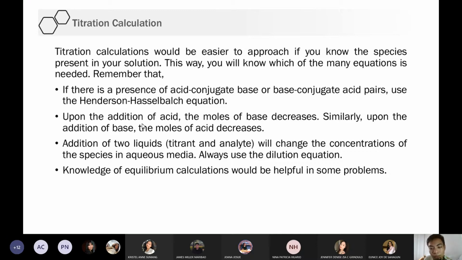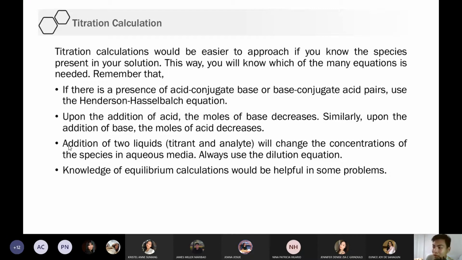Marunong na rin kayo mag-solve ng moles, no? Bakit? Kasi yun yung chapter 1 natin, solution. How do you solve for moles? You multiply molarity and the volume. Okay? Kapag solid yan, edi ano yan? Moles is mass over molar mass, di ba? Okay. So, yun. So, alam nyo na mag-compute din ng moles. So, basically, kayang-kaya nyo na to.